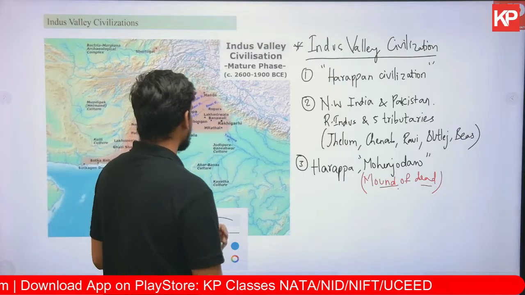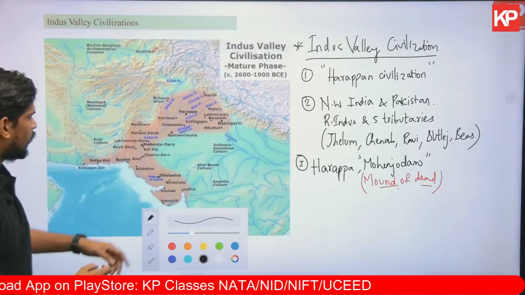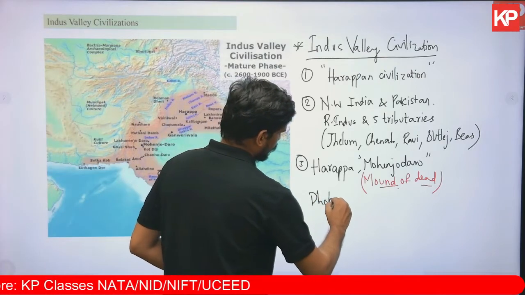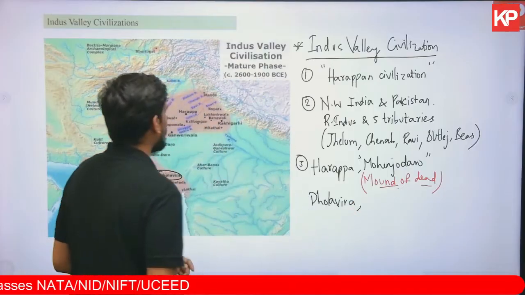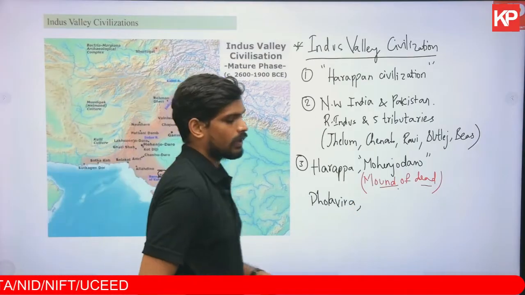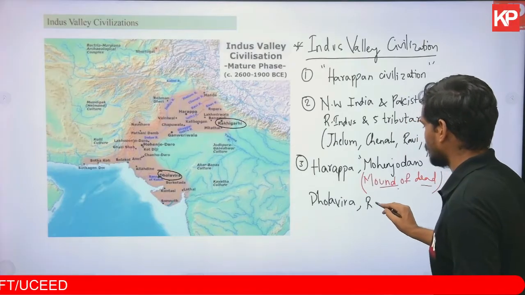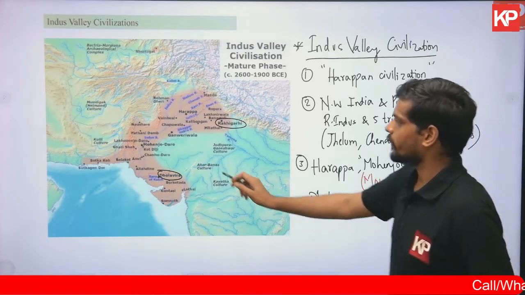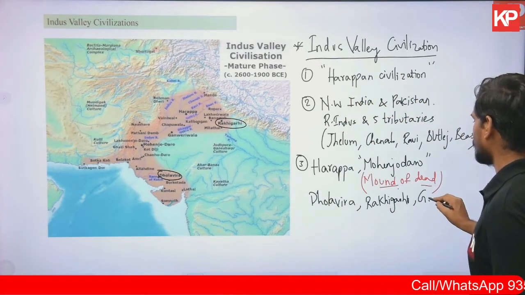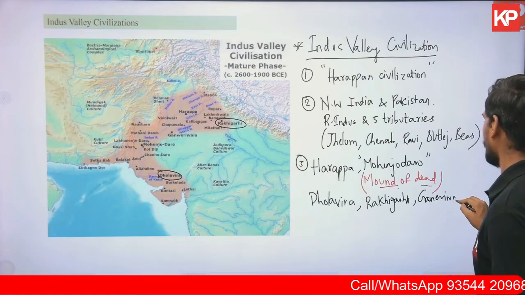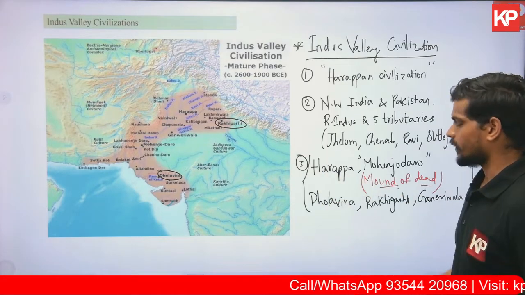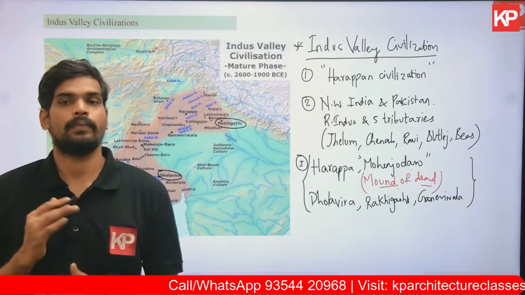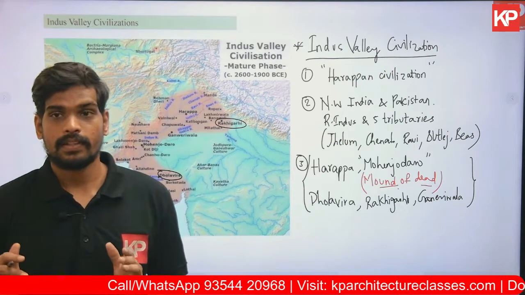Other than that, you also have Dholavira in Gujarat. This is an important site. You can also remember Rakhigarhi in Haryana. That also is an important Indus Valley site. And also you can remember Ganeriwala, that is in Pakistan again. So these are some important sites of Indus Valley civilization: Harappa, Mohenjo-daro, Dholavira, Rakhigarhi, and Ganeriwala. Remember some important sites of the ancient Indus Valley civilization. That is point number 3.